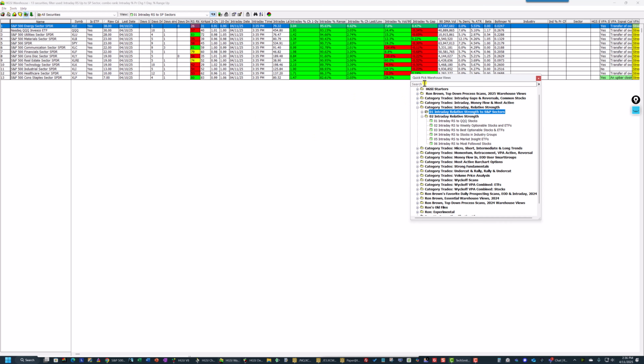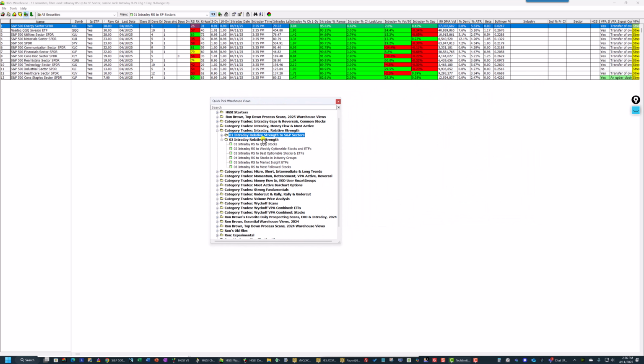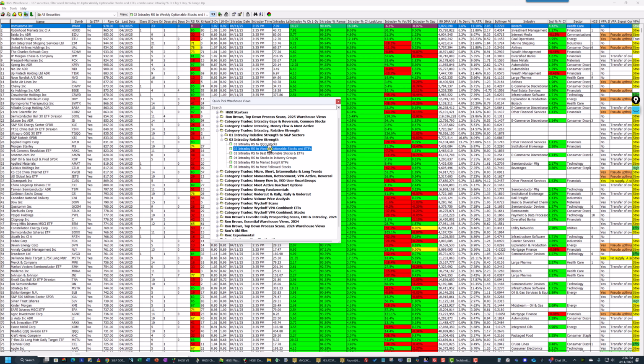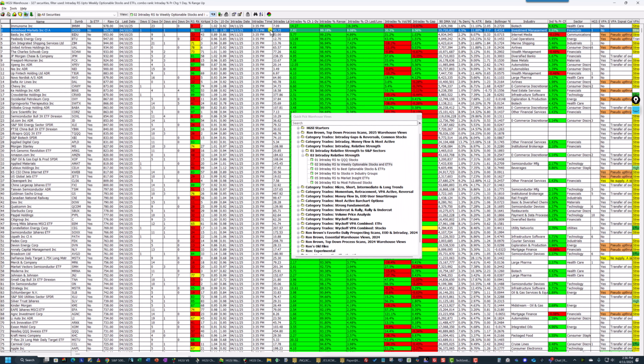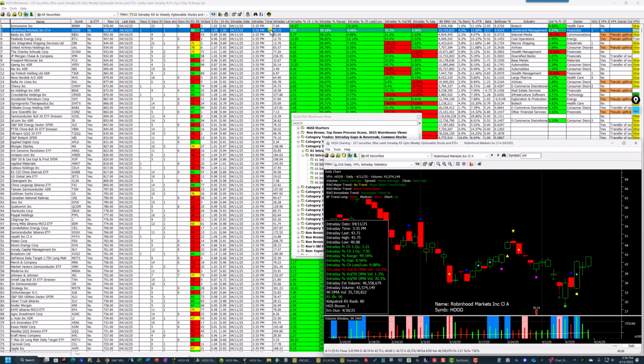I'll be doing more of this in the future, but this is the most important one, intraday relative strength to the S&P sectors. But I've put these others in. I'm experimenting. Relative strength to the QQQ stocks, intraday relative strength to weekly optionable and ETF stocks. So where's the strength today? Look at this. Robinhood is up 7.92% today. Look at these VPA flags that have been appearing here. Money flowing into that stock.